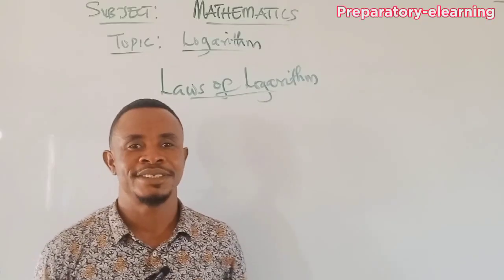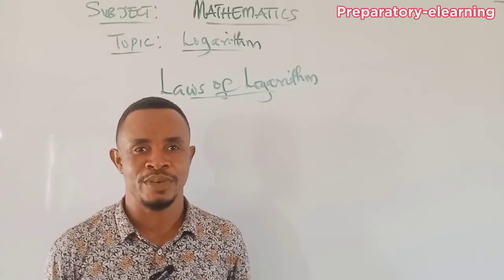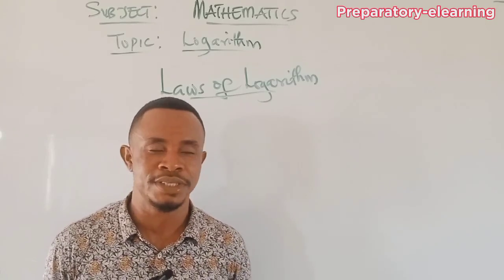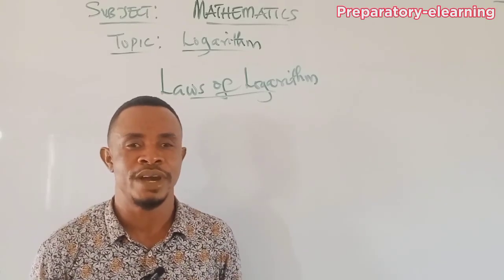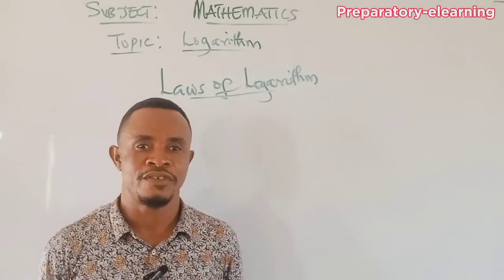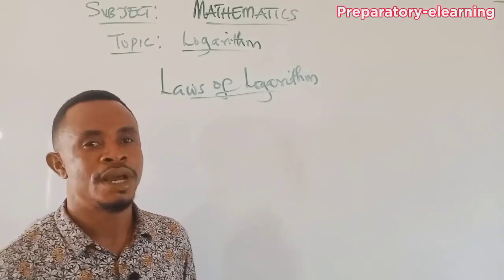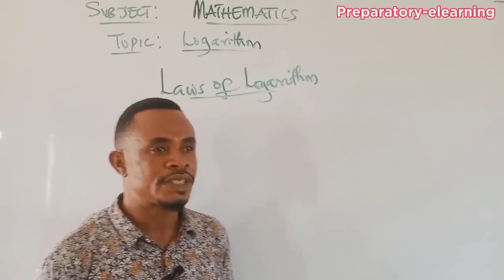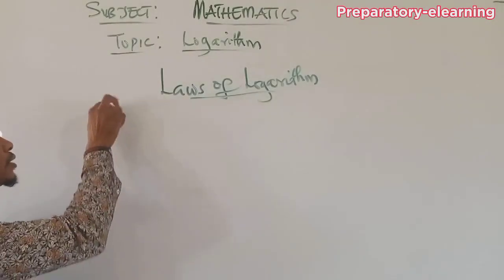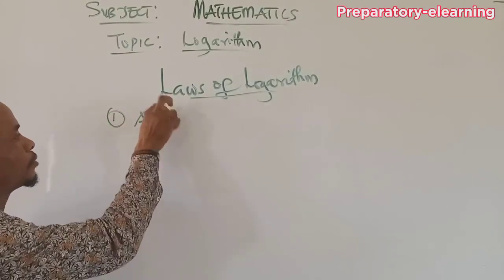Let's look at the laws of logarithm that we have. We have a whole lot of laws. We have addition law, we have subtraction law, we have power law. Now let's see how we can take the laws one after the other. Now the first law that we have is addition law.